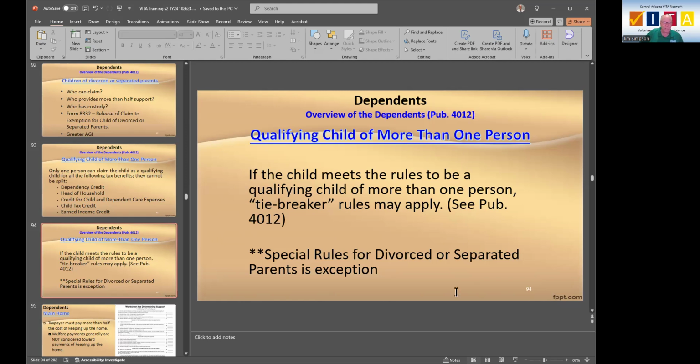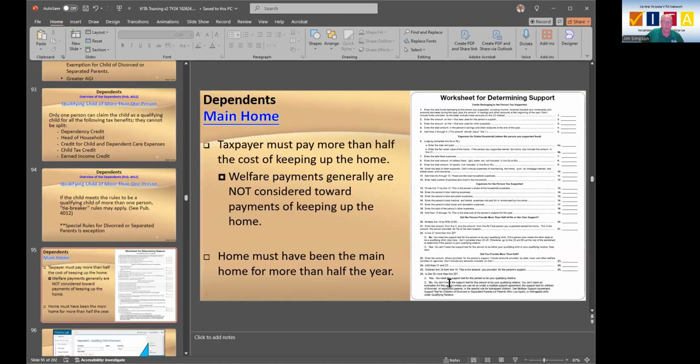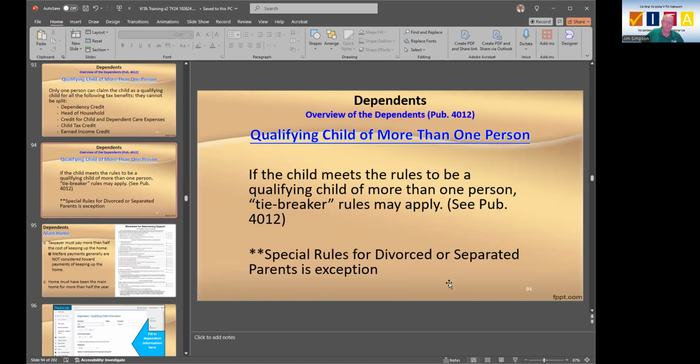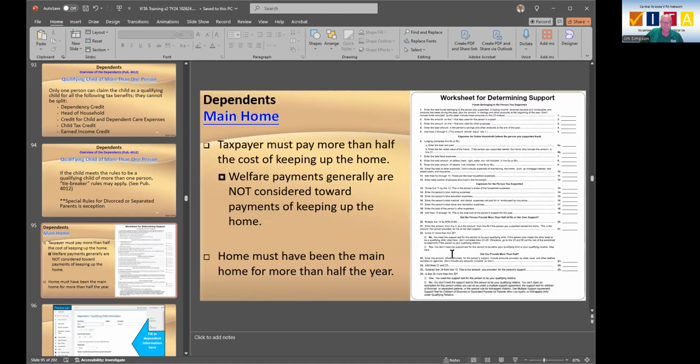There are special rules for divorced or separated parents that provide exceptions to this, and you can find those rules on page C8. But generally, what I was telling you earlier, I'll get to it in a couple more slides: when you determine which one has the ability to claim them, they can release the exemption, but only if they file that Form 8332.